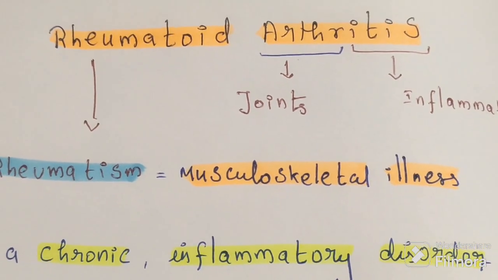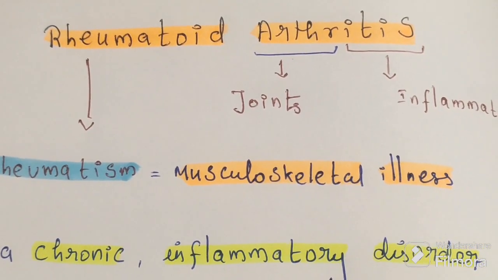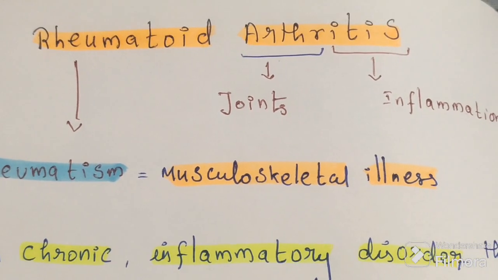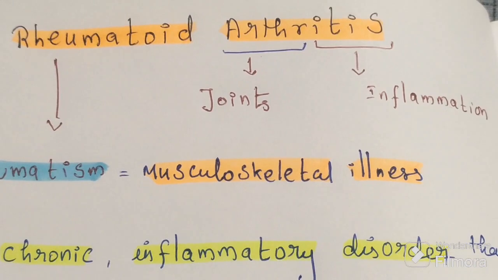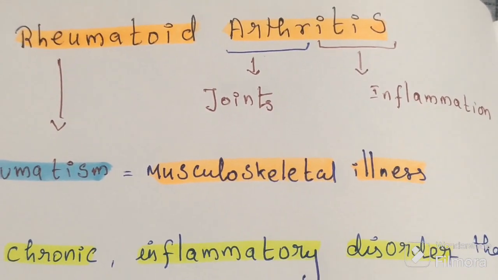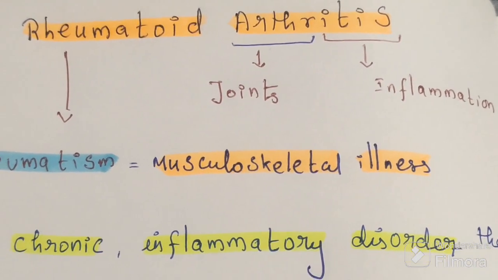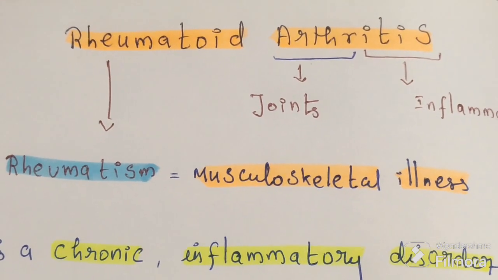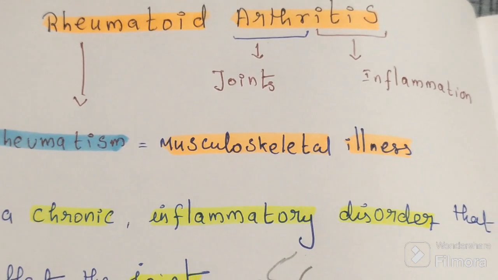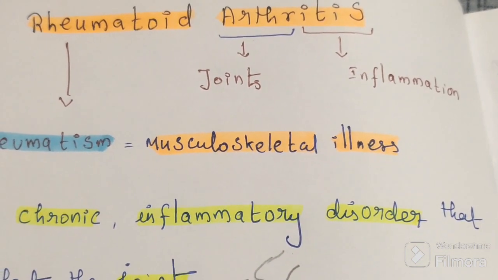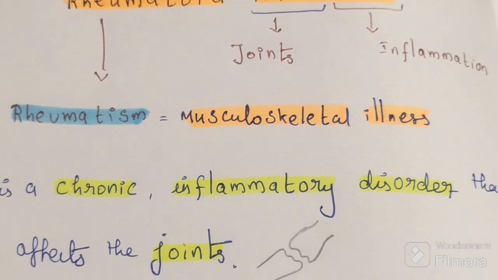In this video, we'll discuss rheumatoid arthritis. Arth refers to joint, itis refers to inflammation. It means inflammation in joints. Then rheumatoid means musculoskeletal illness. It affects both muscle and skeleton.